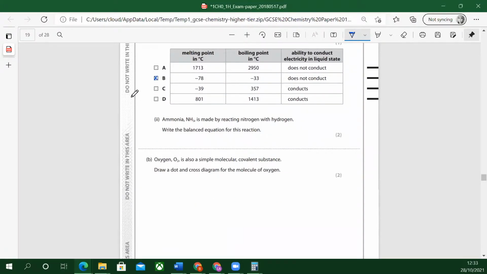Okay, next one. Ammonia, NH3, is made by reacting nitrogen with hydrogen. Write the balanced equation for this reaction. Let's start with the symbols for the actual elements. Nitrogen, remember it's a gas, so it's N2, plus, we'll balance it afterwards, plus H2, goes to, not equals, now it goes to NH3. So let's tidy that up now.